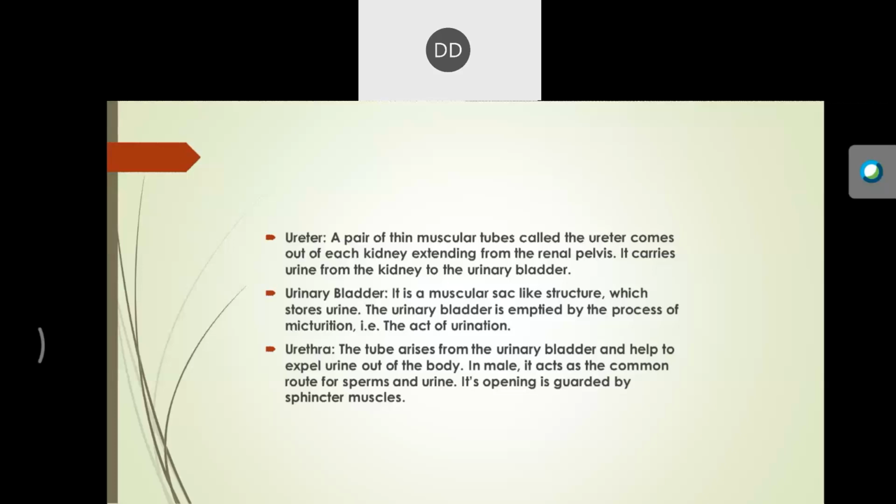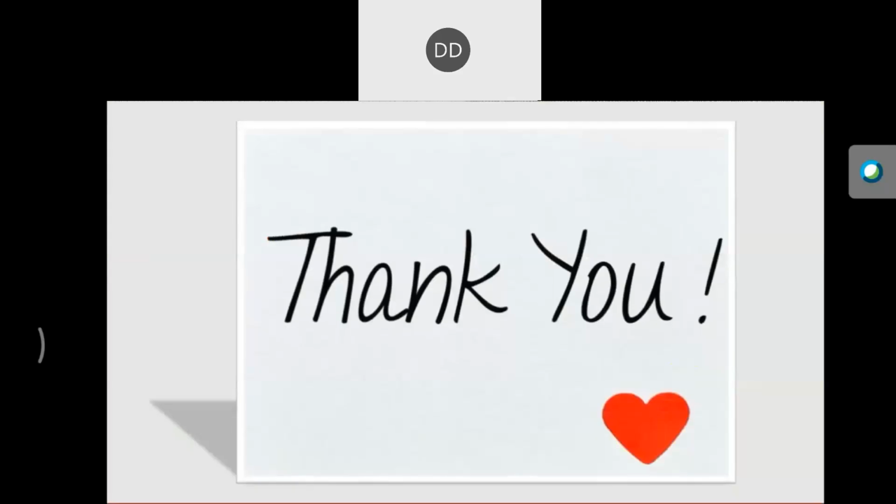Urethra. The tube arises from the urinary bladder and helps to expel urine out of the body. In males, it acts as the common route for sperm and urine. Its opening is guarded by the sphincter muscles. Thank you, ma'am.